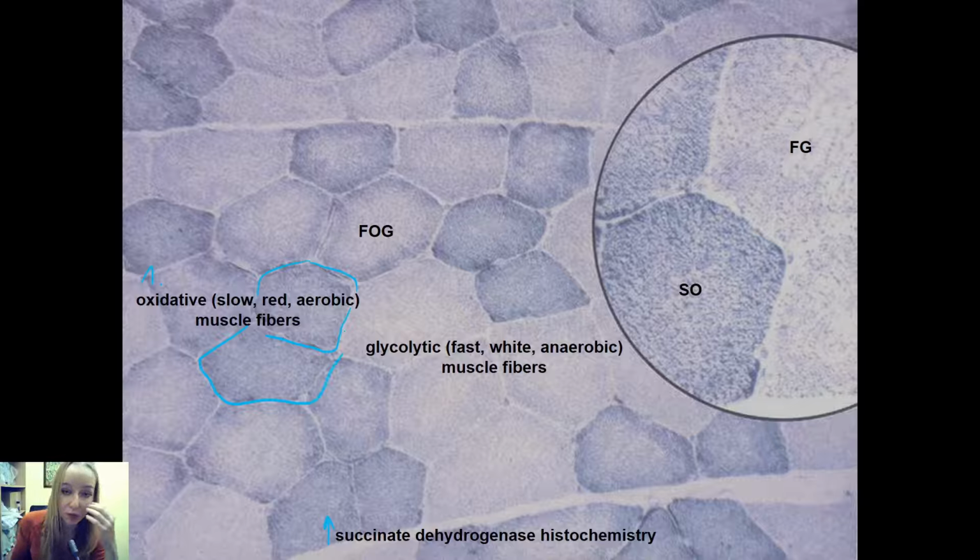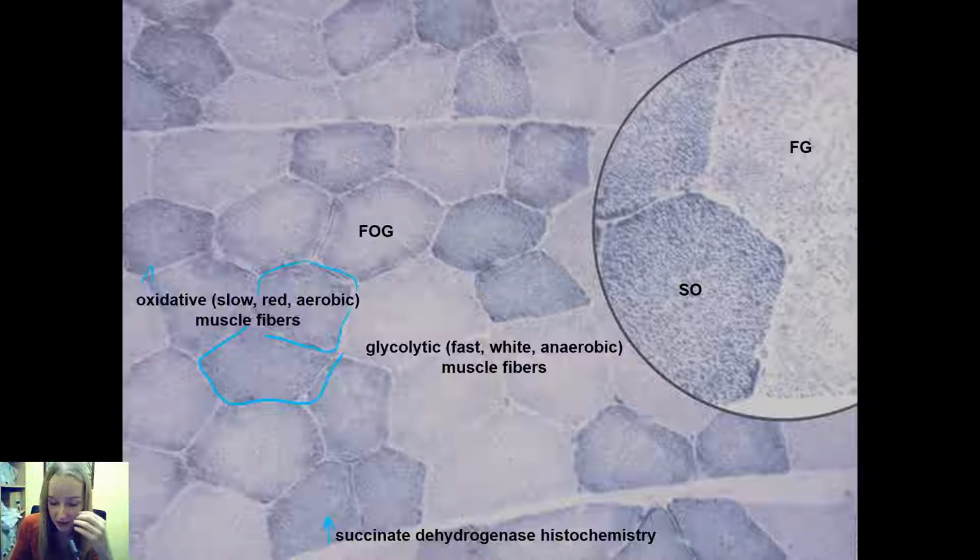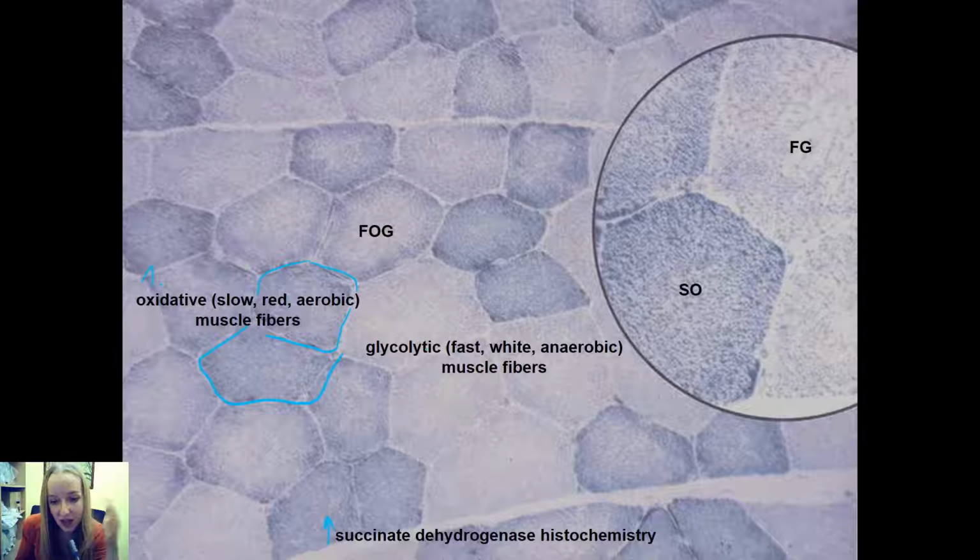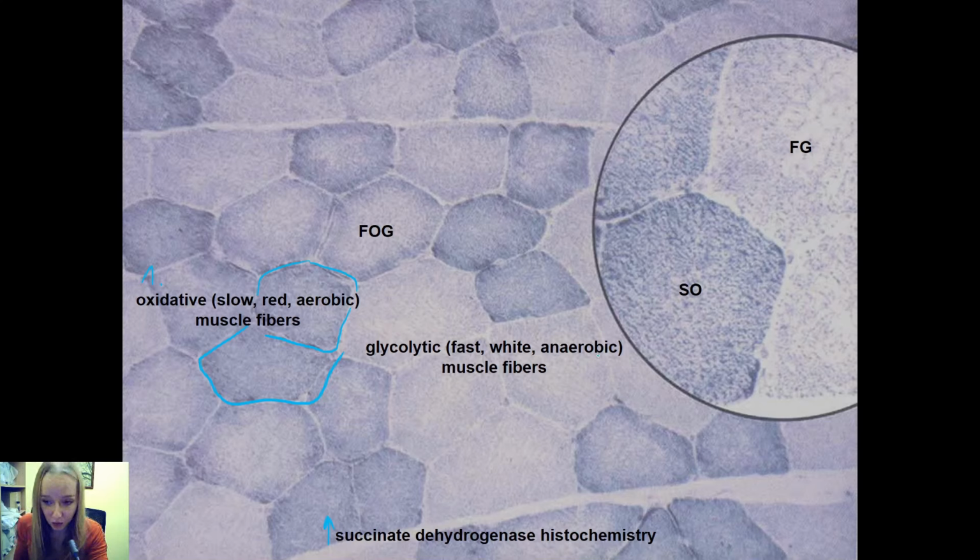And they're more red because they contain more myoglobin and more mitochondria. Not red in this case because they're blue, more blue, but in a normal state. And then we have these glycolytic fibers. They are fast, they are white, they are anaerobic, so they don't contain so many mitochondria and so much myoglobin, but they are very fast, really, for quick contractions. But they are quickly depleted.